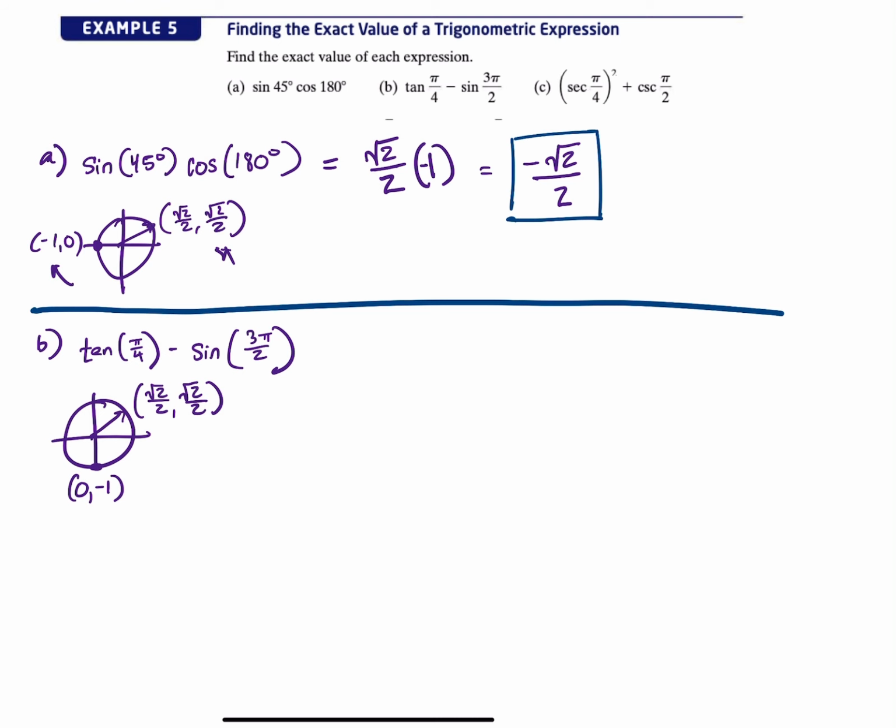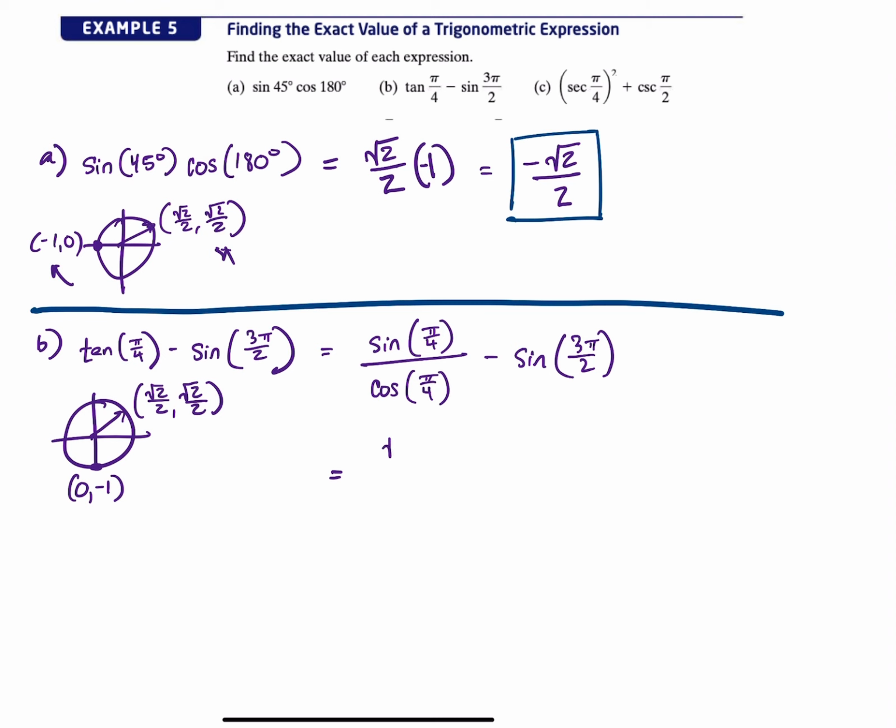But this time we're working with the tangent. So remember that tangent we defined as sine over cosine? So this would be sine of pi over 4 over the cosine of pi over 4 minus the sine of 3 pi over 2. So let's plug in what we have.